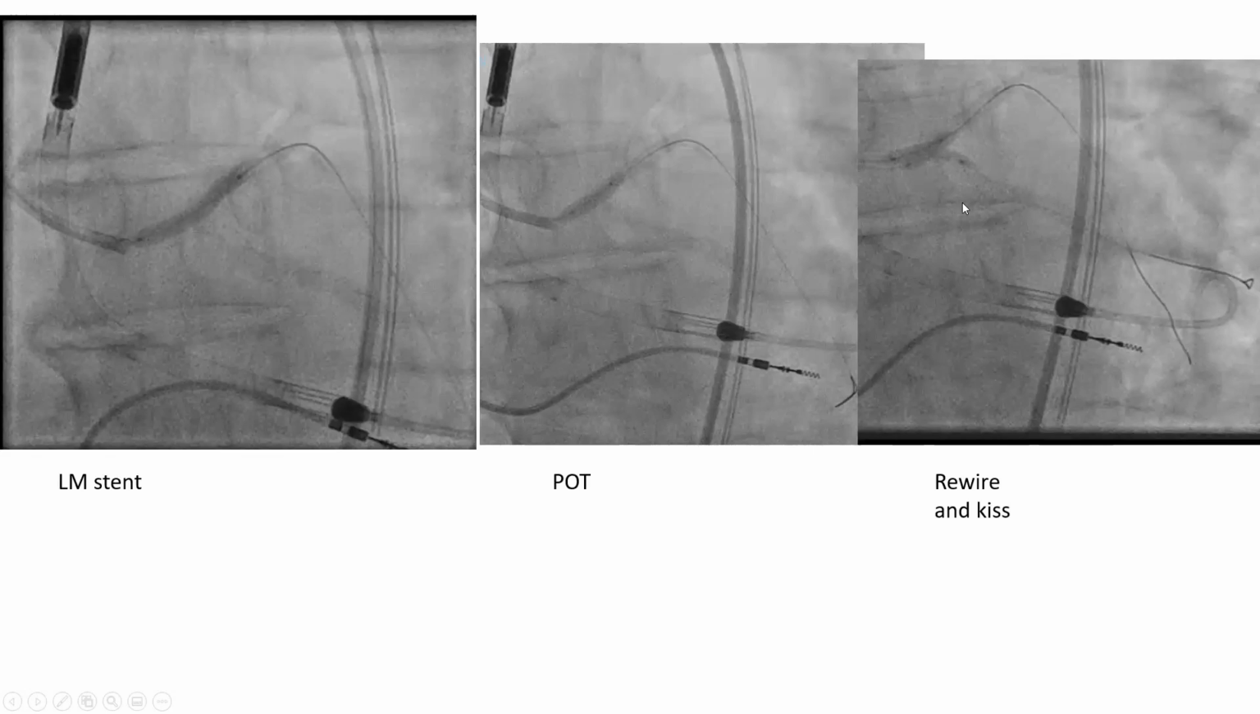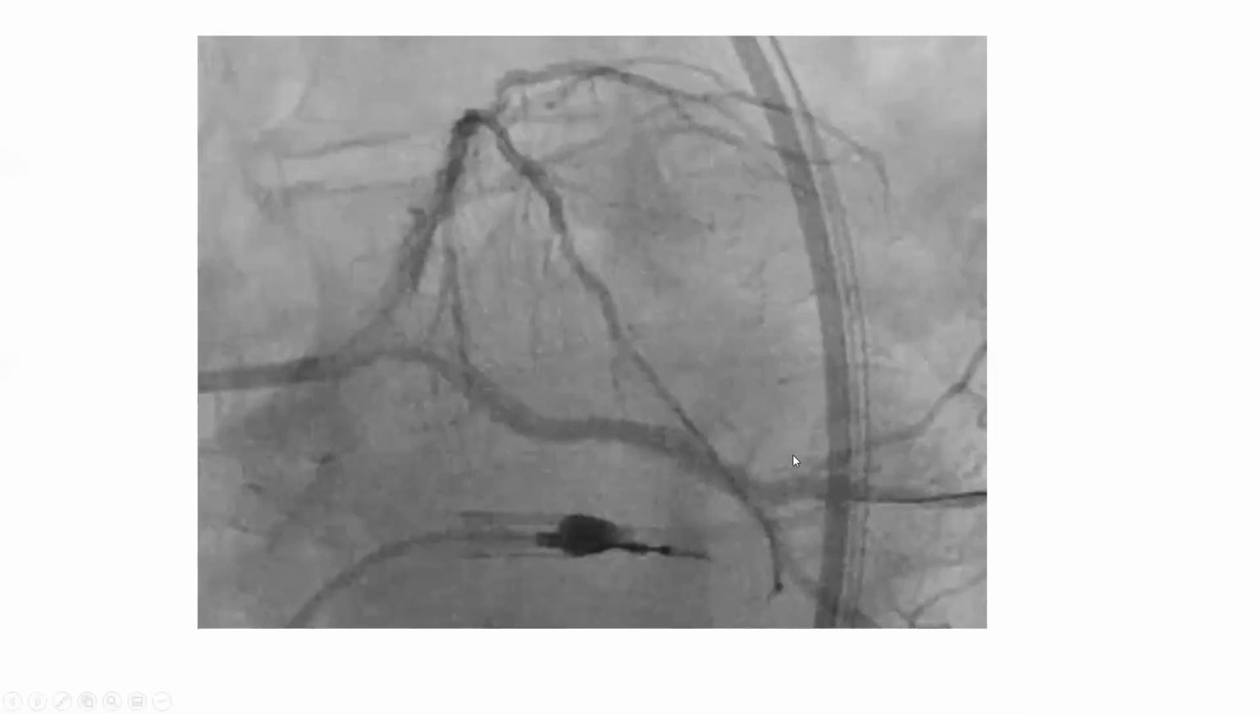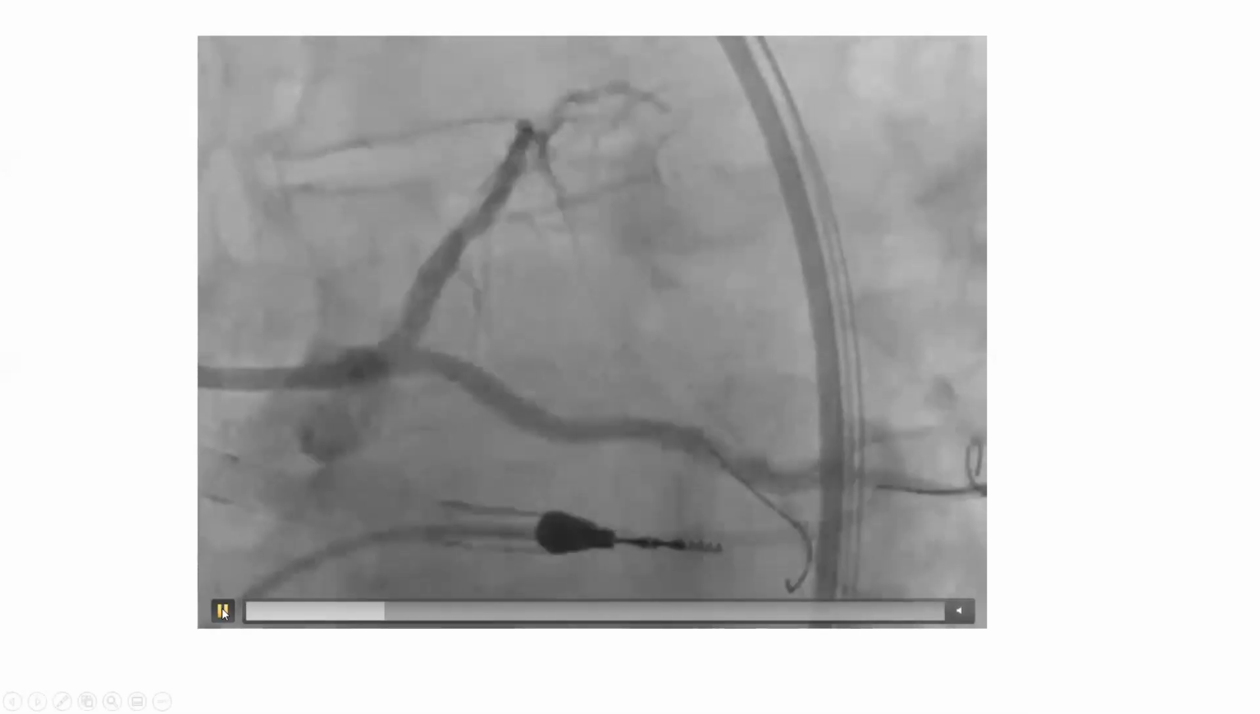You want to do high pressure, 16 to 18 atmospheres, because the ostium of the circ is always the site of the worst stent expansion and most restenosis in those cases. So you do sequential high pressure balloon inflation, then you do simultaneous kiss, usually at 10 to 12 atmospheres. And they got eventually a very good result.